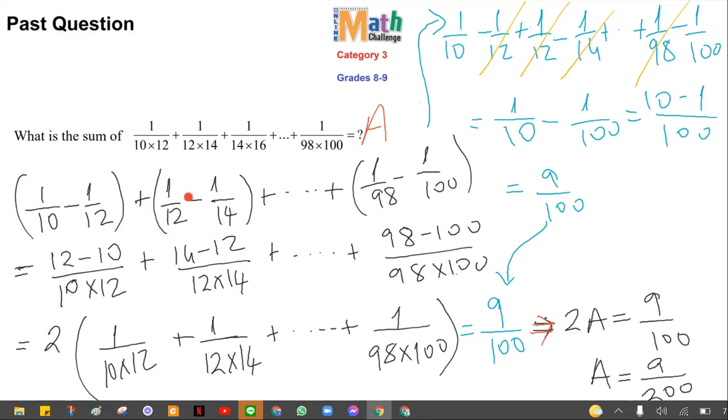If we apply the same rule for the others, we get 2/(10 times 12), 2/(12 times 14), up to 2/(98 times 100). So it is almost the same, just with an extra 2 at the top of each fraction. When we check this addition, we can remove the brackets. Look at this blue part.